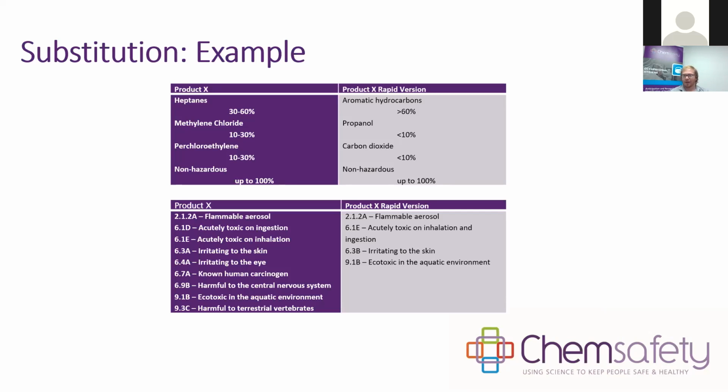but if we just simply look at the rapid version now, it's a flammable aerosol as well. It's still toxic on inhalation and ingestion, irritating to the skin and toxic to the environment, but it's no longer a carcinogen. It's no longer harmful to the nervous system, and it's no longer irritating to the eyes. So overall, that's a win. We've substituted to a less hazardous product. So we still need controls for the new product, but they are less controls than what we needed before.